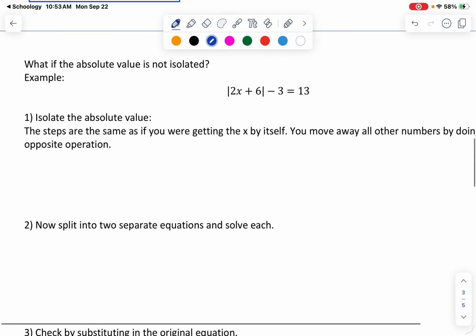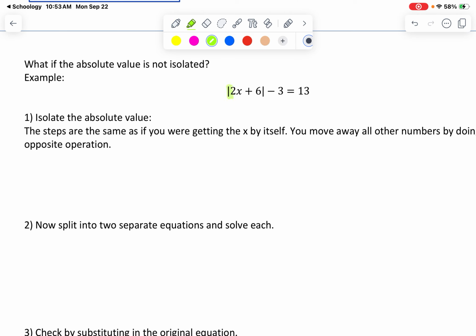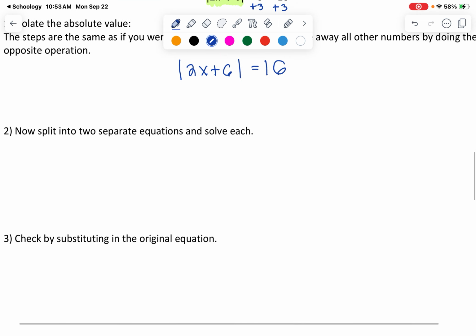All right, so we looked at ones where the absolute value is already isolated, but what if the absolute value is not isolated? So in this example, the absolute value, which is right here, is not isolated. So what we have to do is get it isolated. So we're going to add 3 to both sides in this problem. So we're going to do plus 3, plus 3. So now we have the absolute value of 2x plus 6 is equal to 16. Now it's isolated.